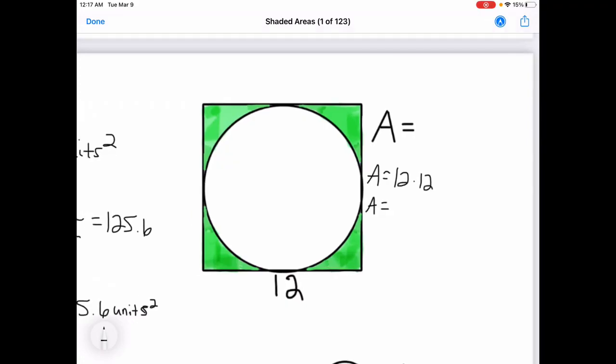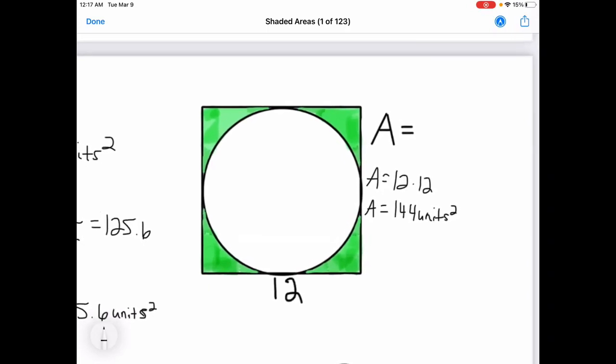Which would be 144 square units. So the area of the square is 144 square units. So now I need to find the area of my circle. I'm going to put a little square there so I know it's my square.